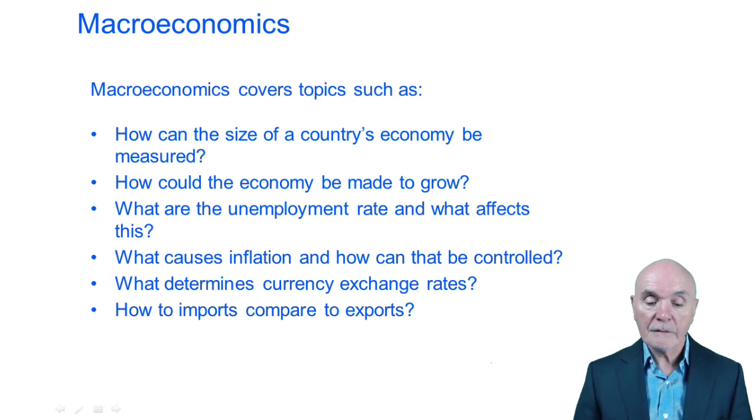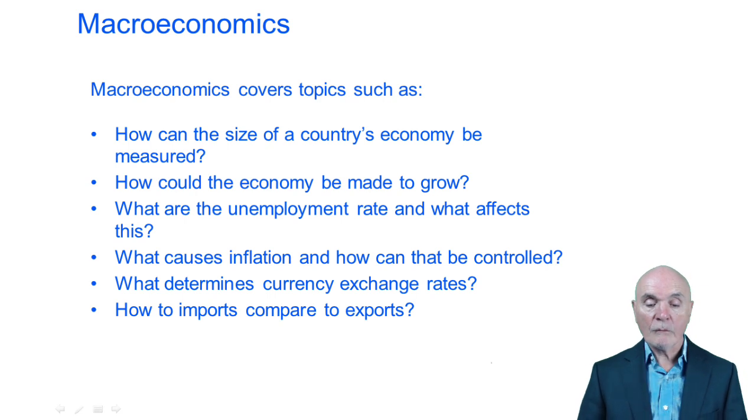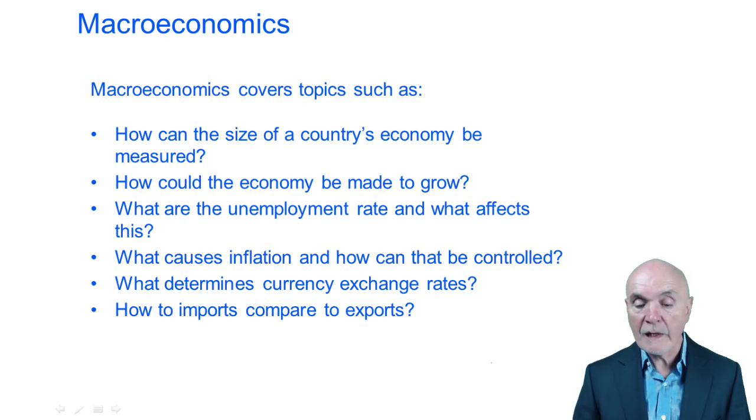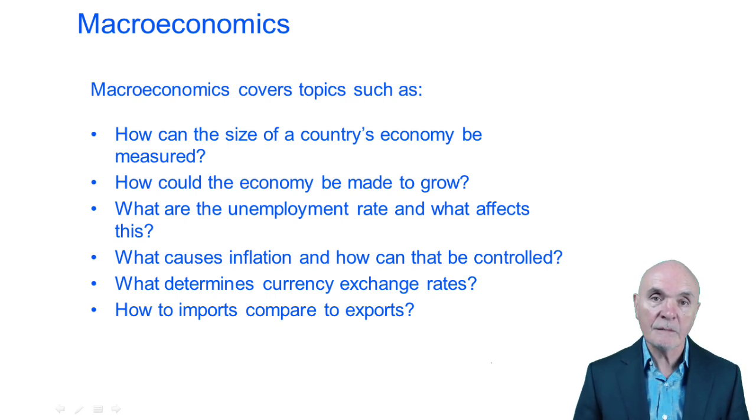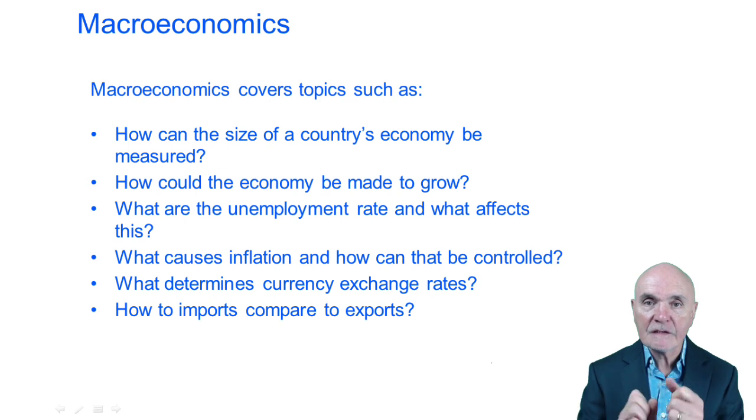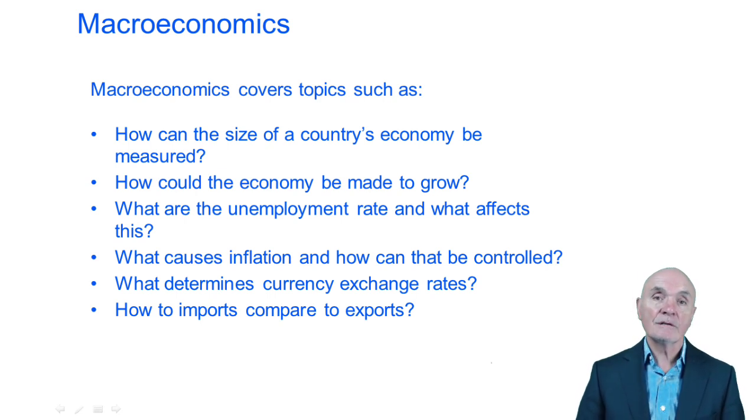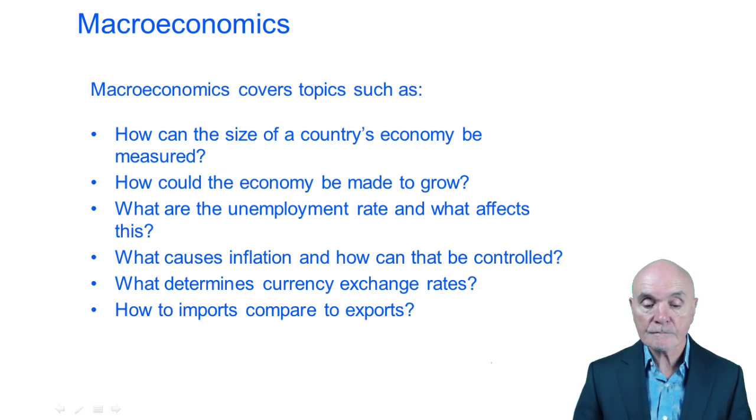What about unemployment? What is the unemployment rate? What affects it? If we've got 10% of people out of work, how can we get that down to maybe only 6% of people out of work? What sort of macroeconomic levers does government have to affect unemployment?